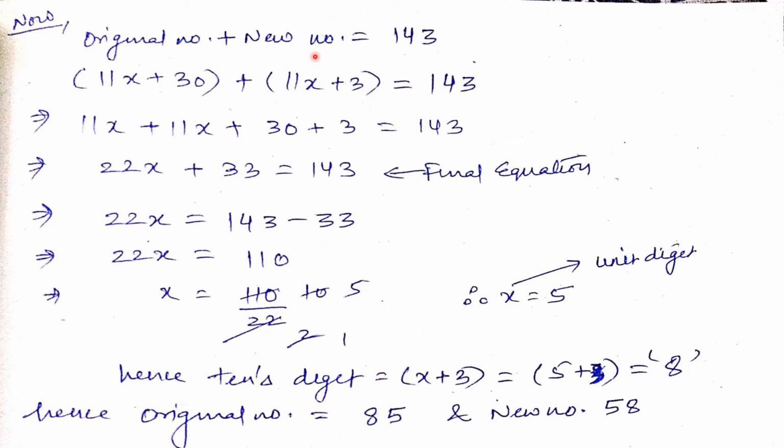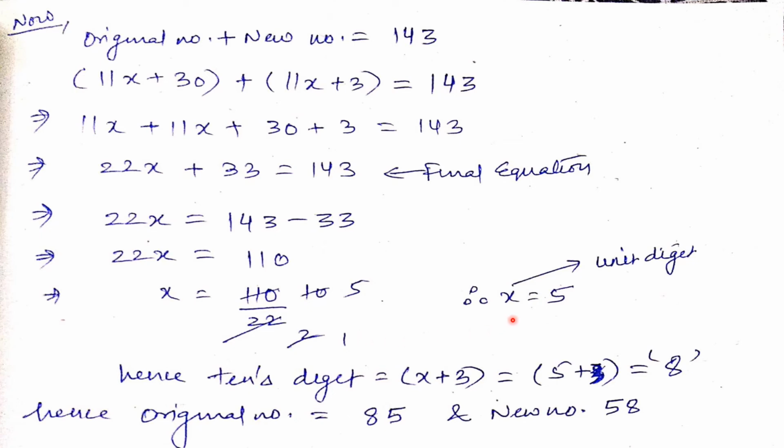Original number plus new number is equal to 143. The original number is 11x plus 30, the new number is 11x plus 3, and that is equal to 143. Open the brackets. Add the like terms. It becomes 22x plus 30 plus 3, that is 33, equal to 143. This 33 will come to the right side as subtraction. Simple transpose. It becomes 110. Then finally 22 will come in division, and we will solve to get the answer as 5 upon 1.